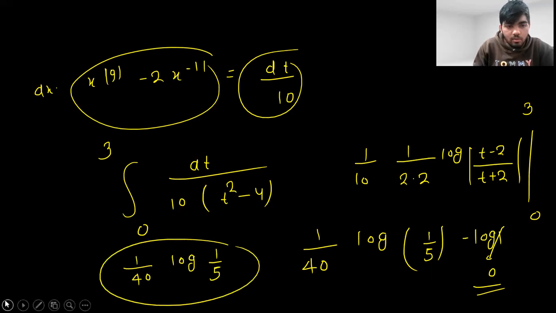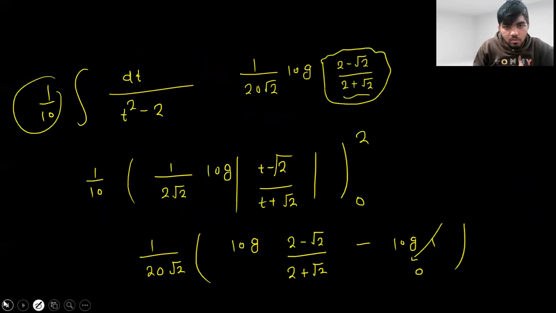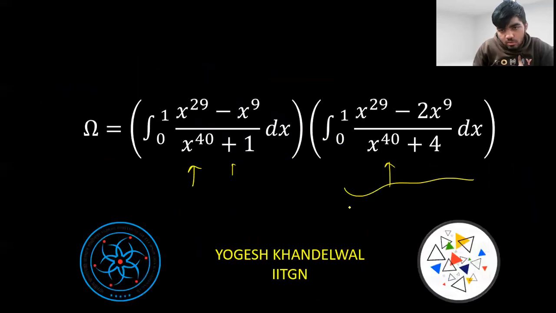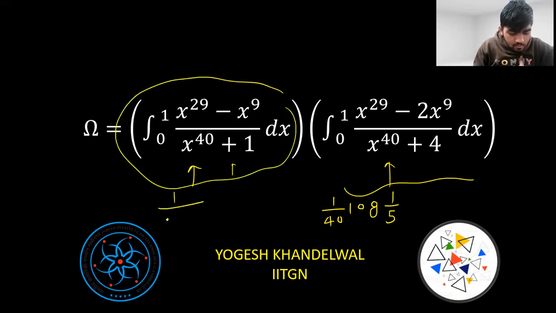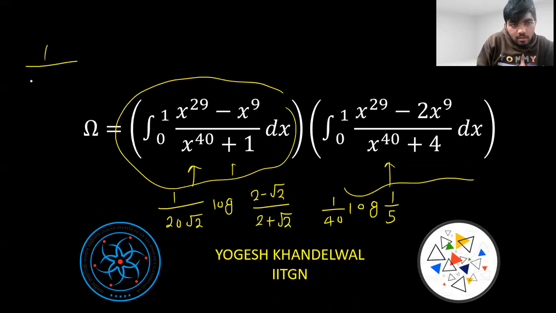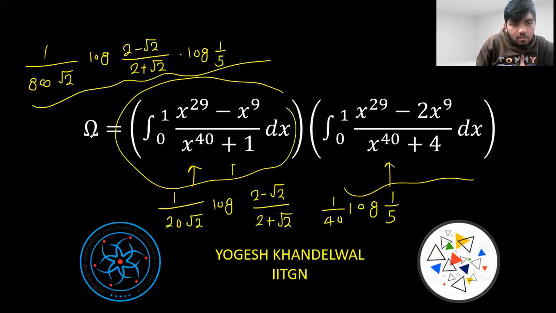So now we calculate the product of both integrals. The value of this integral will come 1 by 40 log of 1 by 5, and the value of this integral is 1 by 20 root 2 log of (2 minus root 2) divided by (2 plus root 2). So the final answer is 1 by 800 root 2 log of (2 minus root 2) divided by (2 plus root 2) multiplied by log of 1 by 5. So in this way you can calculate the value of the product of these two integrals.